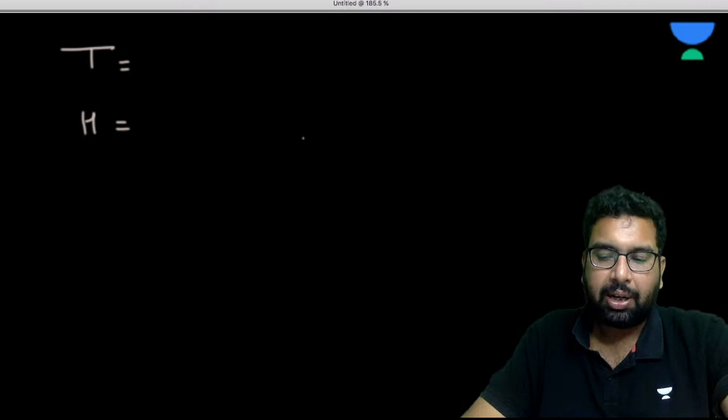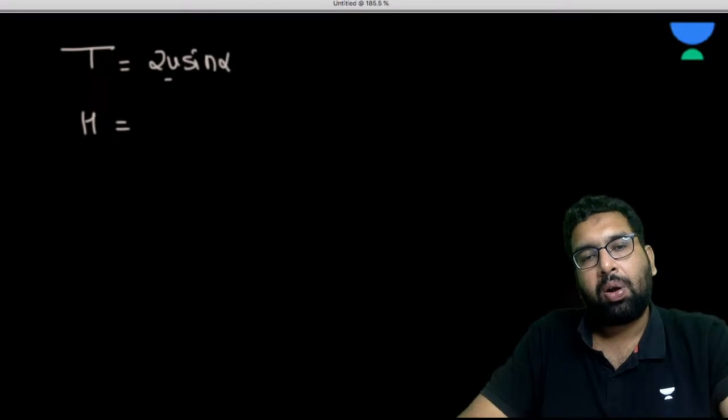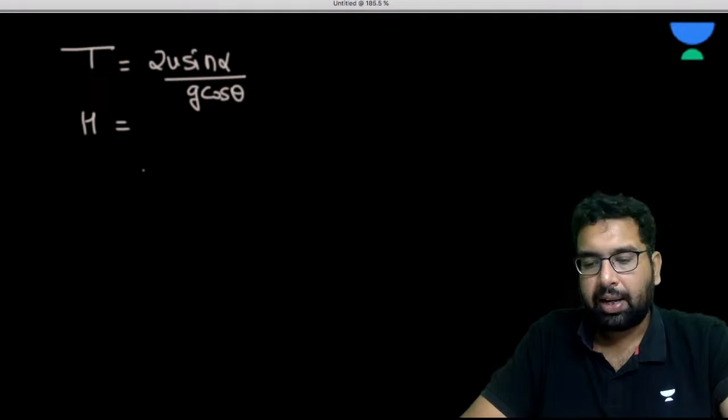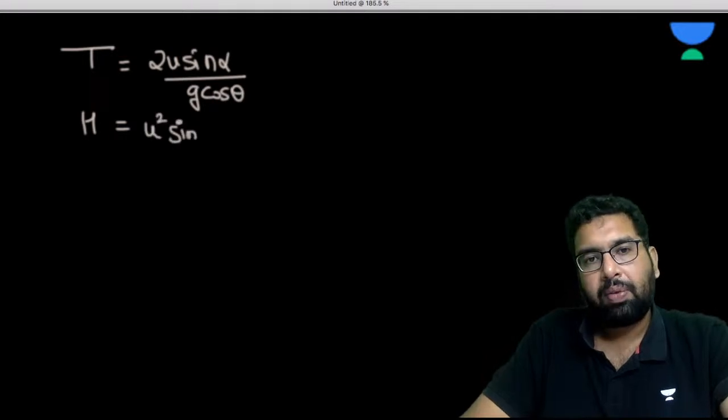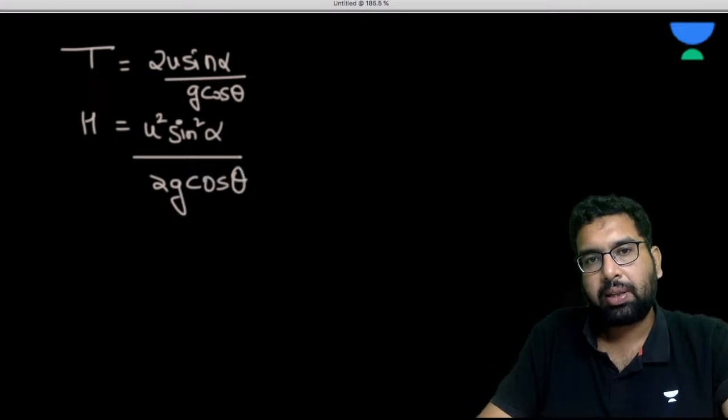So what is going to be the t, beta? t is going to be 2u sine alpha upon g cos theta, and h is equal to u square sine square alpha upon 2g cos theta. Understood, beta? Is it fine or not? Please answer me.